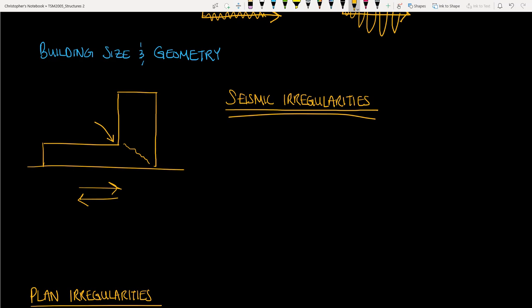Irregularities is a term used in code because everything that's not a box is irregular to the code. But in real life, some of these irregularities are quite common. So it's important to note that though there are ramifications for designing a building with these irregularities, it can be done. It just comes at a cost. So before we jump into these seismic irregularities, let's talk about our structural system.